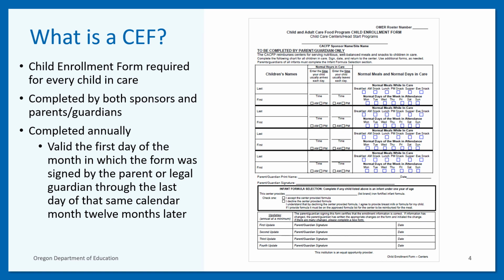The form is made up of sections that are to be completed by both sponsors and parents or guardians. CEFs must be completed annually. They are effective from the first day of the month in which the form was signed by the parent or legal guardian through the last day of the same calendar month 12 months later.